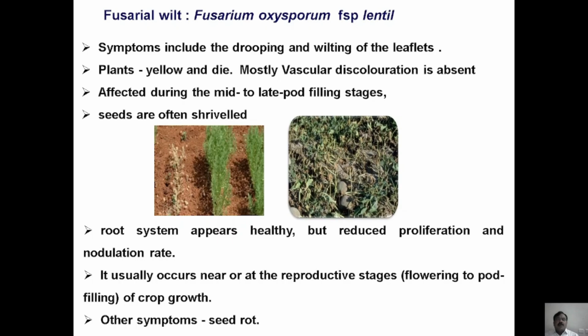of the crop. When it is affected at the later stage, it produces shriveled seeds within the pod, and the root system may appear healthy, but the proliferation of roots is reduced, and the nodulation percentage on the infected plant is also reduced due to infection by fusarial wilt. It usually occurs near the reproductive stage or flowering stage of the crop growth, and the other allied symptom due to this fusarial wilt is seed rotting.